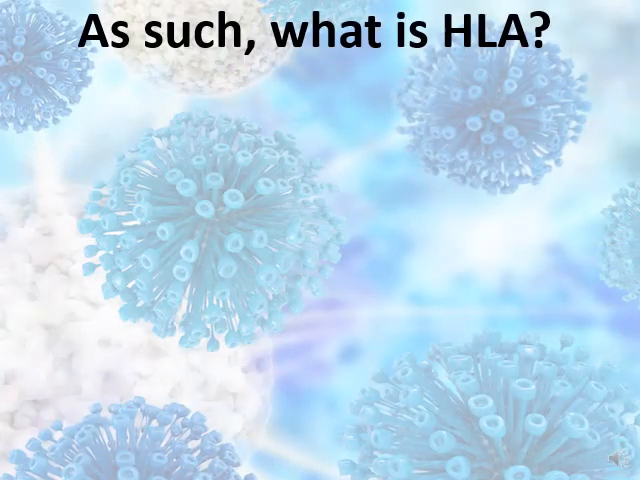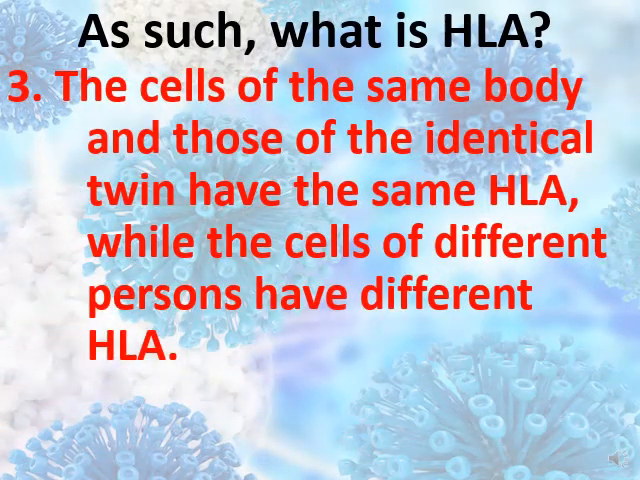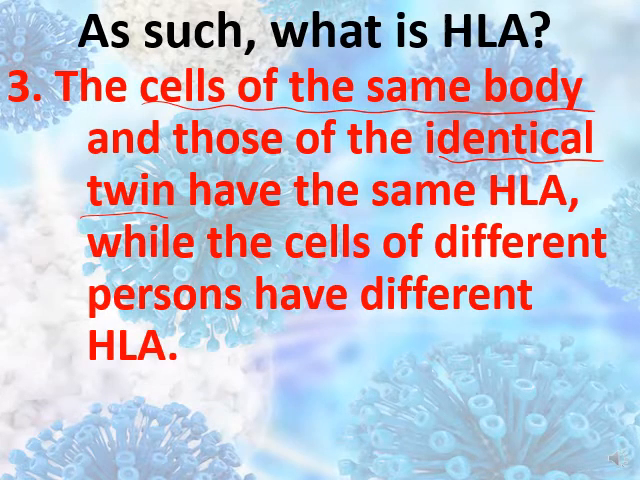So, third note, the cells of the same body and those of identical twins have the same HLA. So for example, my heart, my kidney, my liver, my stomach, for example, my eyes, my skin, and others, they belong to my body. So they are the cells of the same body. So they have the same HLA.